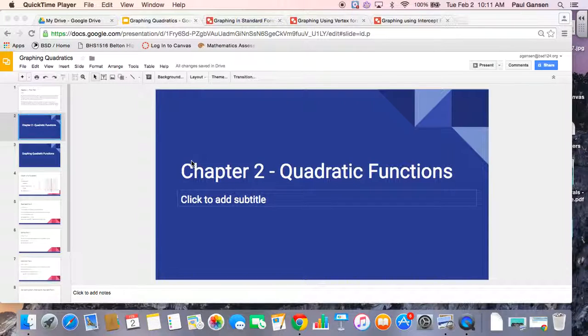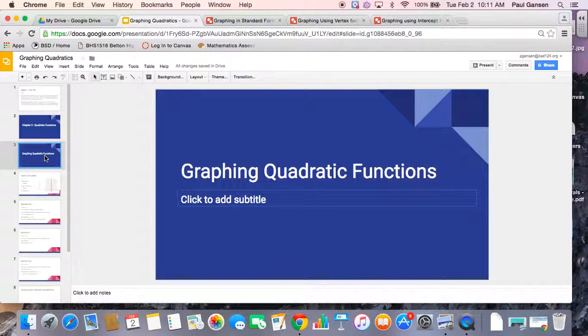Alright, today we are talking about quadratic functions. This is our new chapter that we're dealing with here in our Algebra 2 class. Specifically, this section is dealing with graphing quadratic functions, and we're going to talk about a few different methods that we have for graphing them.